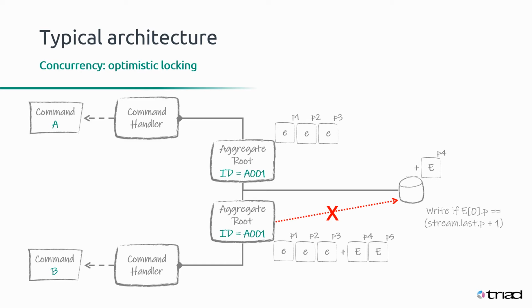The most common solution is optimistic locking. Each event in the event stream for an aggregate route has an incrementing number, and new events are only applied if the sequence is as expected. New events are only appended to the event store if the first new event has an expected position of 1 greater than the last event in the event store. Otherwise, the command fails.